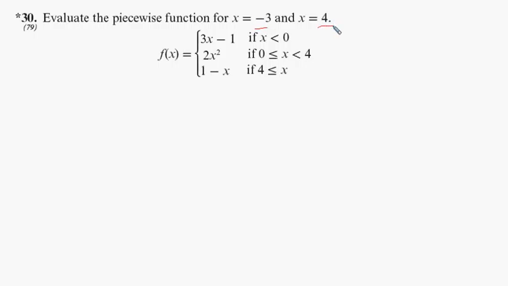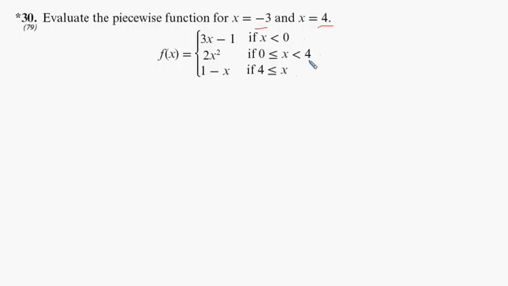So the first thing we need to do is find which interval. See, there's 3 intervals here. One is when x is less than 0. One is when x goes from 0 up to 4 but doesn't include 4. And then here we have when x is greater than or equal to 4.